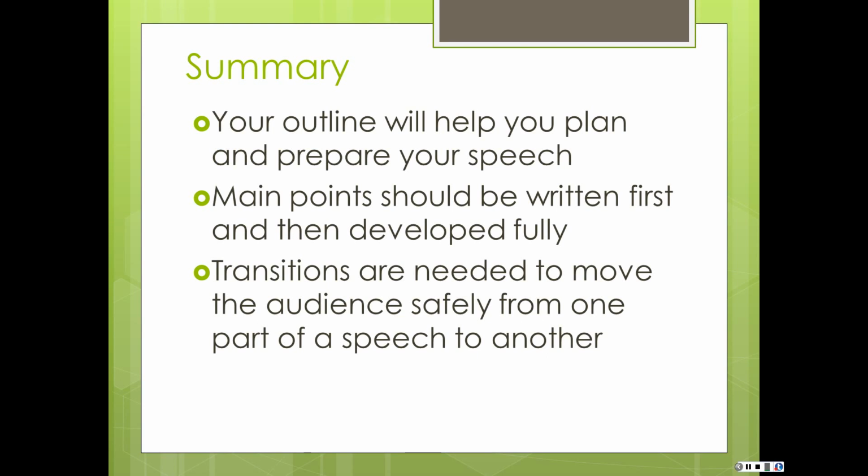Your main points really direct you to the research you need. And then transitions are needed in between the speech parts so that you really carry your audience verbally from one part of the speech to another. It's a great time to recapture their attention in case you've lost it. And it's a great way to make sure the people are paying attention, really stay with you and really understand what you're talking about.